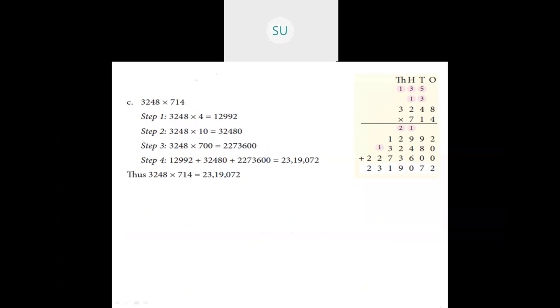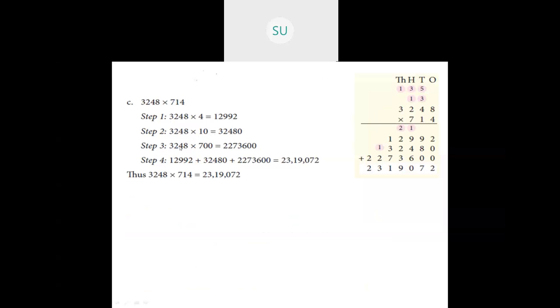Now another example here, 3248 into 714. First, we multiply the number with 4. From 714, we'll multiply it with 4, you'll get 12,992. Then 3248 into 10, because 1 is in the tens place, we multiply it with 10, we get 32,480.